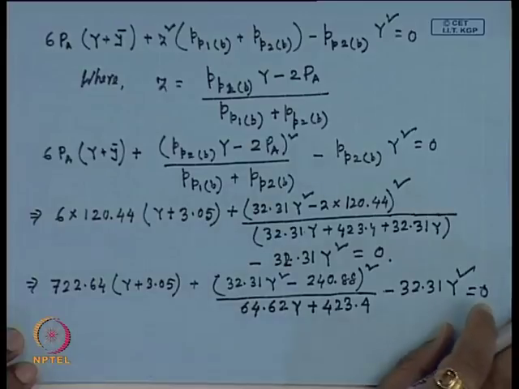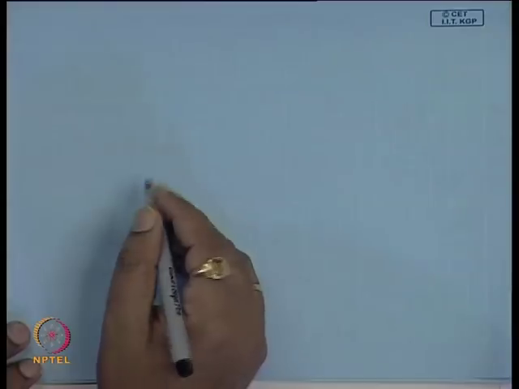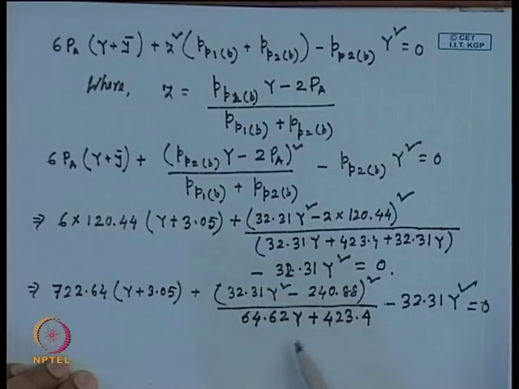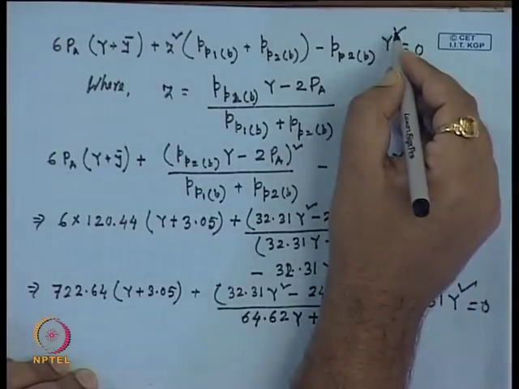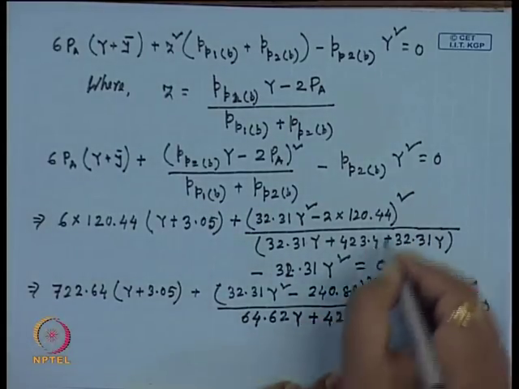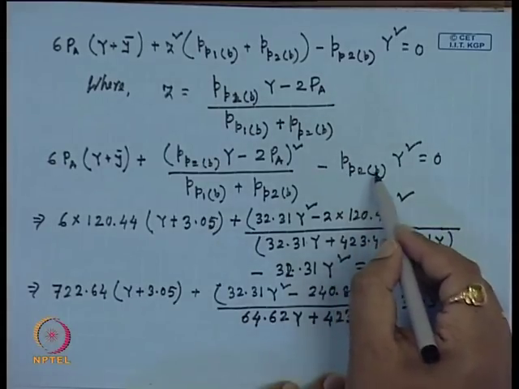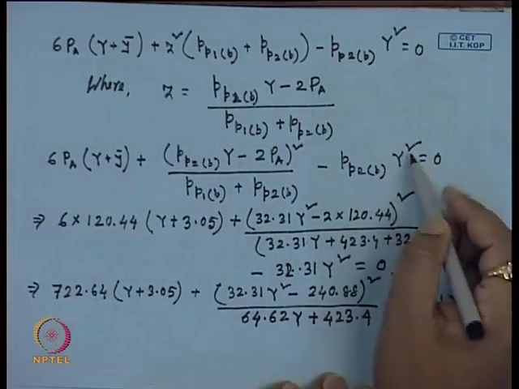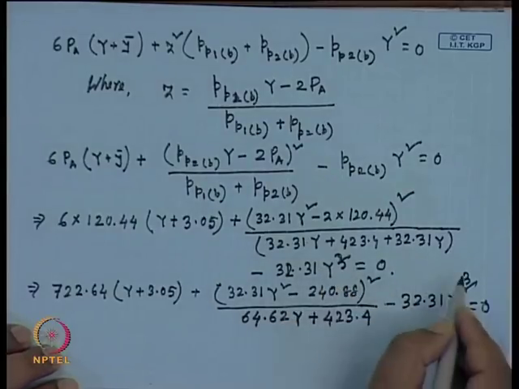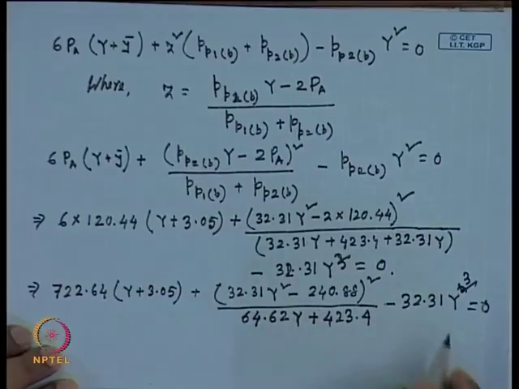Now, if we further simplify this expression, from this expression we can see that there is a Y term, so this will be Y to the power 4, and then from here the Y cube term will come. For this expression, PP2B is 32.31 Y, so there is a Y square, so this will be Y cube. Similarly, this one will be Y into Y square, so this will be Y cube. So, Y to the power 4, then Y cube, Y square, Y, and a constant.